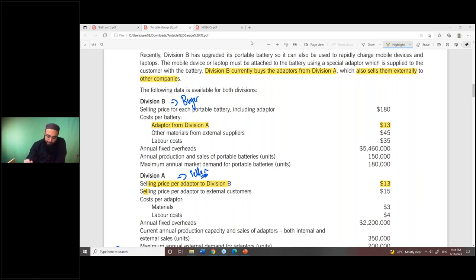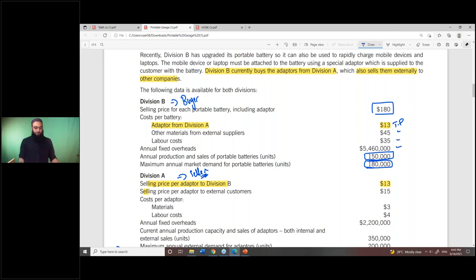Okay, so Division B maximum demand is 180, but right now Division B is only selling 150. Okay, understood? It's the selling price of B. This is the transfer price. This is the other material costs, labor and fixed cost.